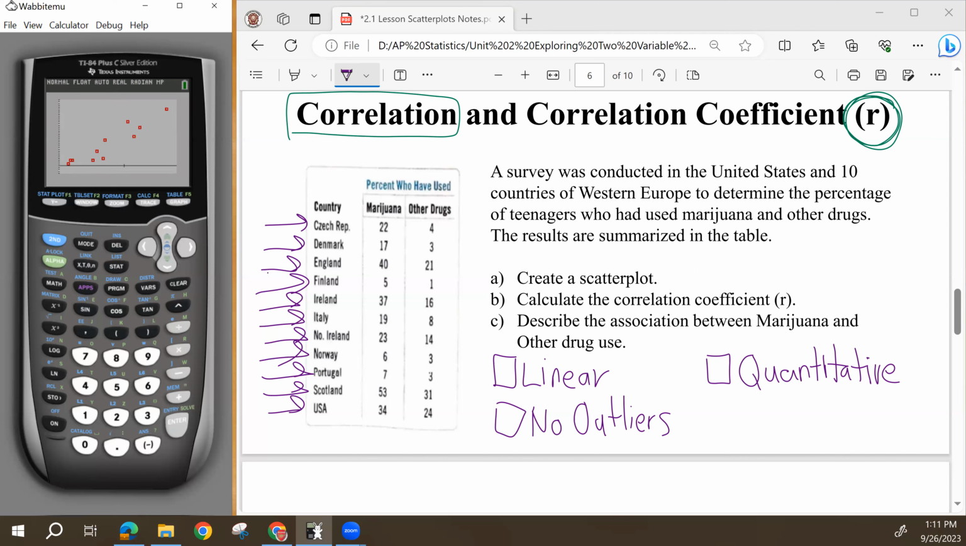And we can graph our scatter plot. And so it looks to me like that's a linear path. Pretty linear. It doesn't look like there's any points that are out all the way on their own above or below the rest of them. So no potential outliers. And of course, these are quantitative data sets, so we can calculate our correlation coefficient.